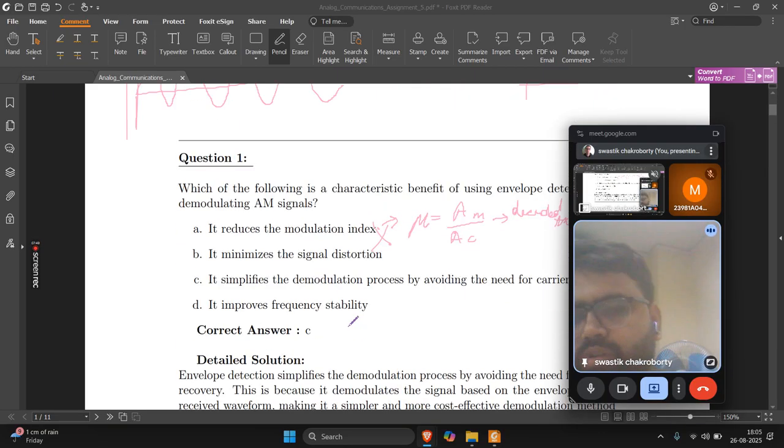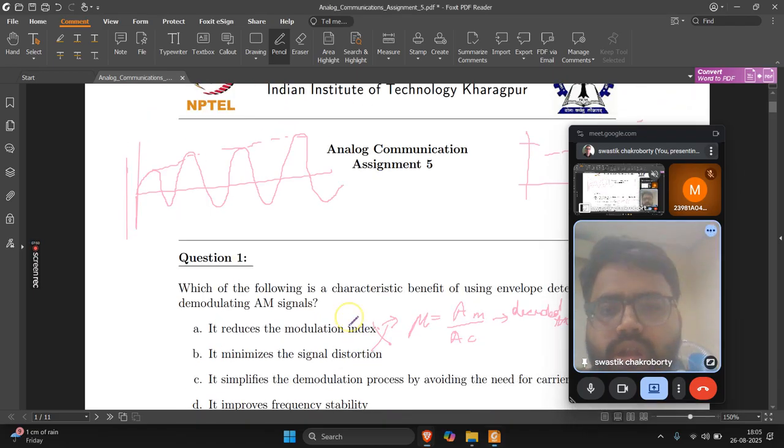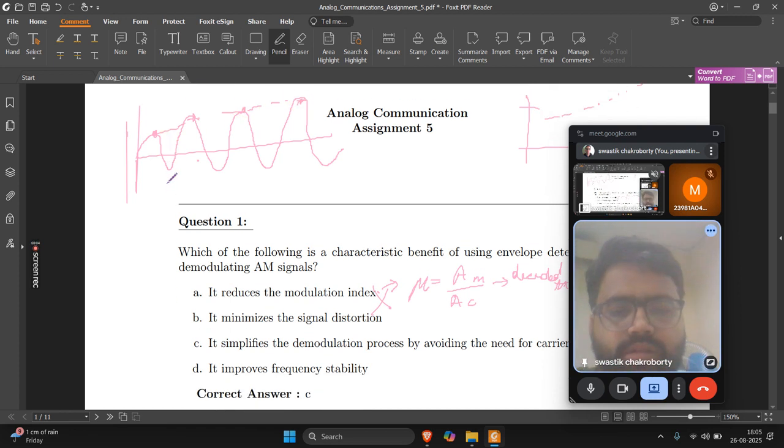So this is a strong candidate, because you don't need any carrier recovery. You don't need to know what the carrier signal is. You will just do a peak detection, and by joining and interpolating the peaks, you will get the envelope and hence the message signal. So it simplifies the demodulation process. This can be a good choice.